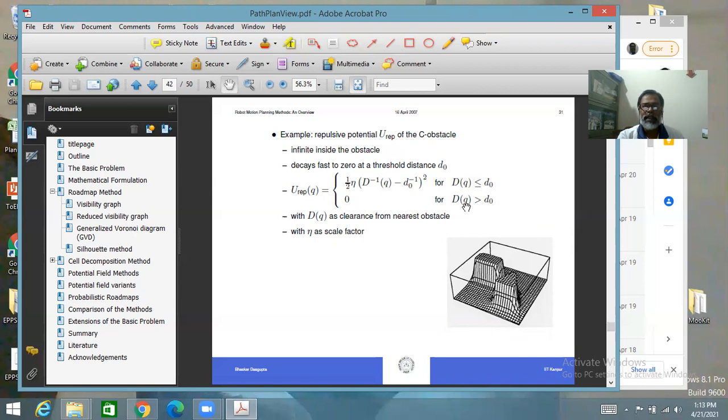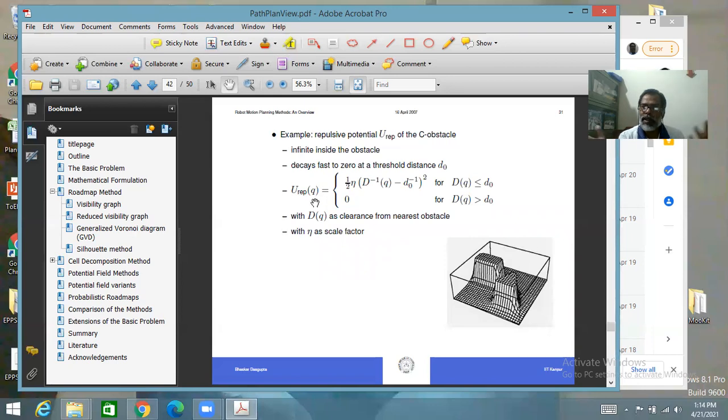On the other hand, if it is more than that d0, that threshold beyond which you don't want to apply any field force, okay. So if the wall is something like 1 foot away, then you don't have to bother about the robot hitting the wall. Okay. So only when it comes within 1 foot, then you say that no, now the wall should start repelling it. Okay. So dq is the clearance of the configuration q from the nearest obstacle. And here also you have a scale factor eta.